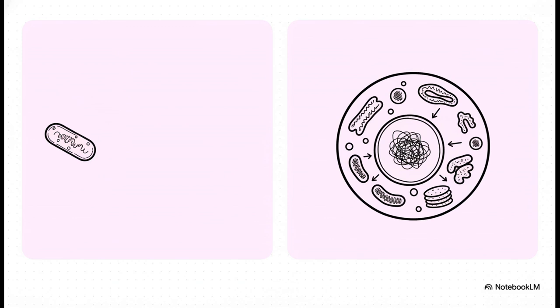On the right side, though, we have eukaryotic cells. These are larger, much more complex, and feature a distinct protective nucleus housing their DNA. They are packed full of membrane-bound organelles, with each one acting like a specialized little factory right inside the cell. These eukaryotes, they're the brilliant builders of the complex multicellular life we see in plants, animals, and fungi.